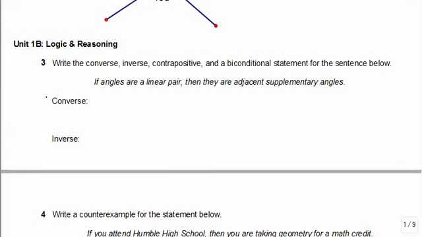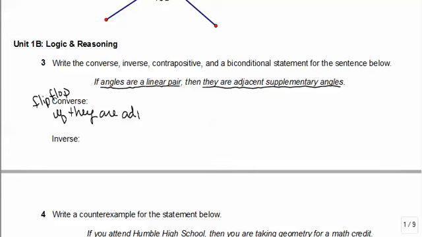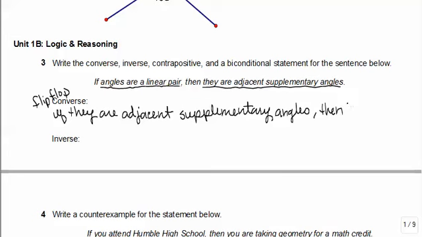Remember that converse is flip-flop. So we're going to take everything after this if and flip it with everything after this then. So it becomes if they are adjacent supplementary angles, then the angles are a linear pair.